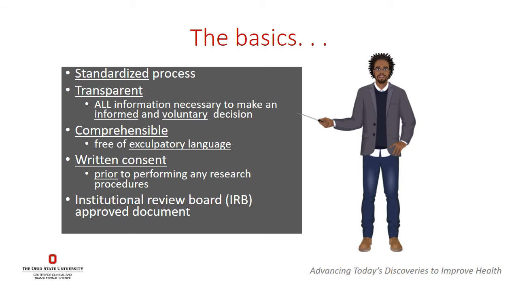Informed consent is a standardized process that provides participants with all information necessary in order to make an informed and voluntary decision. The information in an ICF must be comprehensible by the receiving party and free of any exculpatory language. Written consent by the participant is required prior to performing any research procedures whatsoever. That ICF must be an institutional review board reviewed and approved document, and within this document will be those 9 key elements to address and discuss with your participant and their audience.